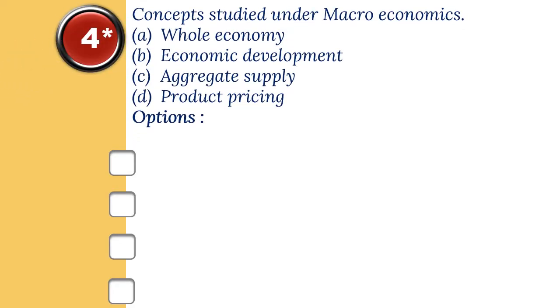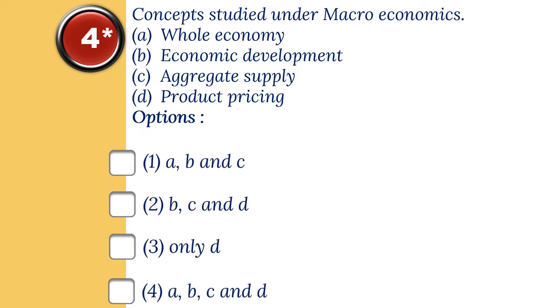4. Concepts studied under macroeconomics. A. Whole economy. B. Economic development. C. Aggregate supply. D. Product pricing. The options are 1. A, B, and C. 2. B, C, and D. 3. Only D. 4. A, B, C, and D. And the correct option is 1. A, B, and C.